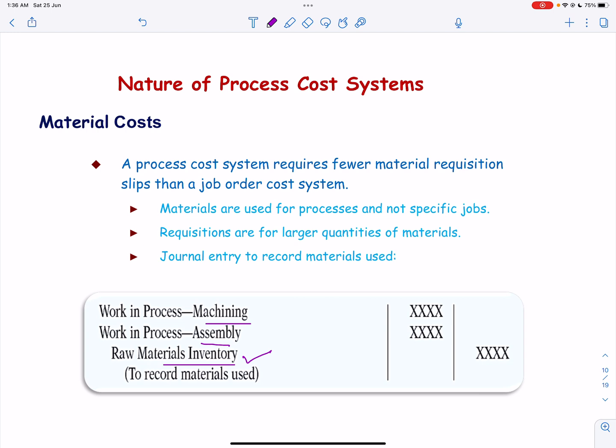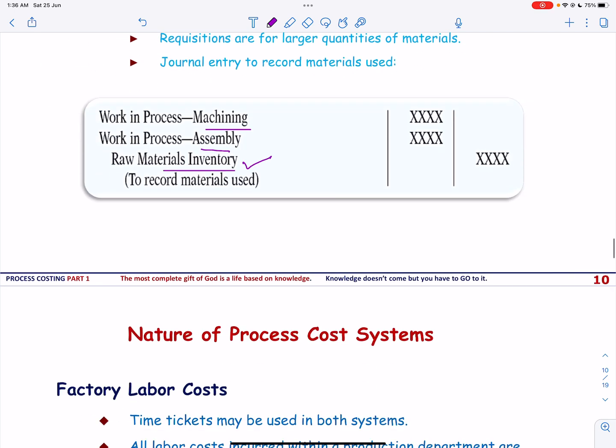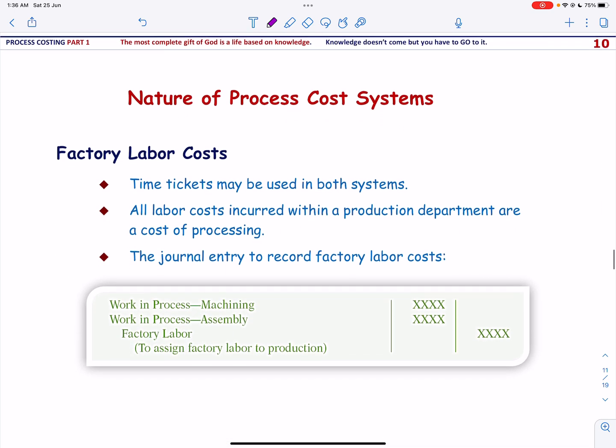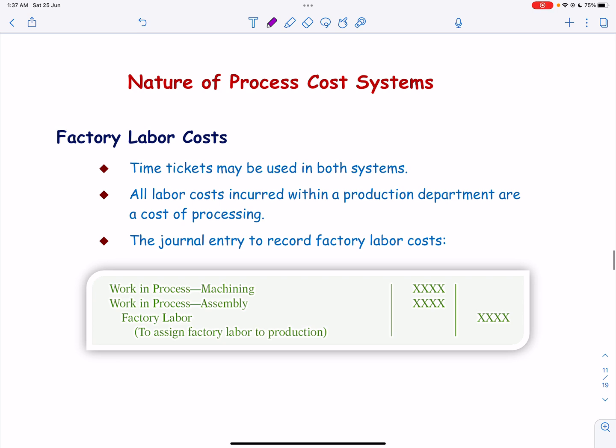Let us see how factory labor cost is recorded in process costing. In process costing, labor cost is assigned to each process. So work in process machining is debited for labor cost of machining and factory labor is credited. Work in process assembly is debited for labor cost of assembly and factory labor is credited.